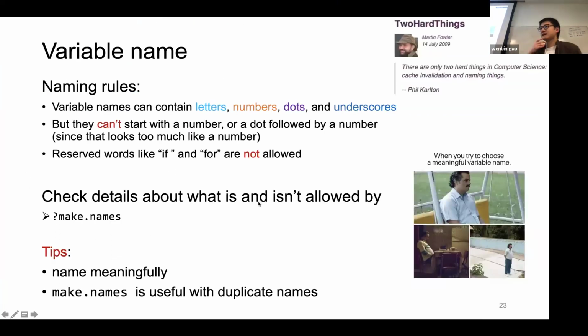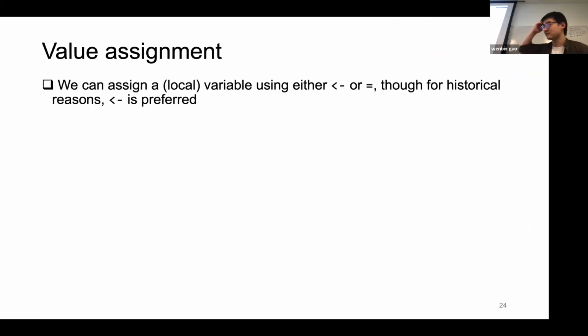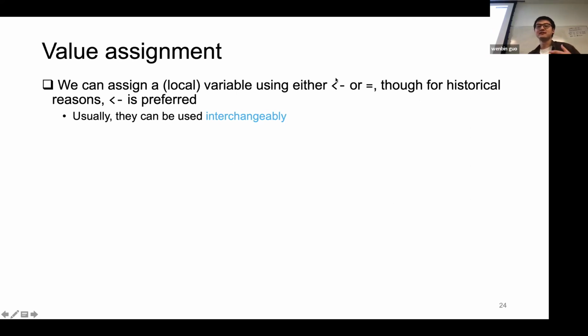So we have the variable name, and we also talked about how each variable has a value. So the next thing is how should we assign the value to the variables we just named, we just created. So this is related to value assignment. Basically, we can assign a local variable using either this, the assignment symbol, which consists of a smaller than sign and a minus sign. So it's basically two symbols.